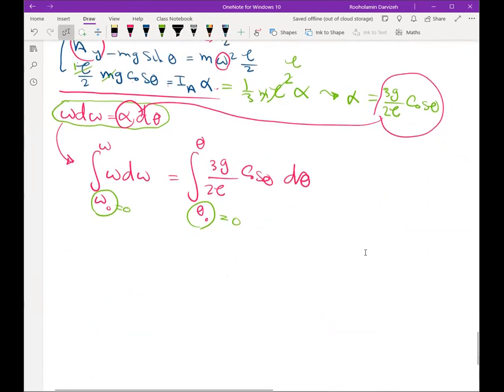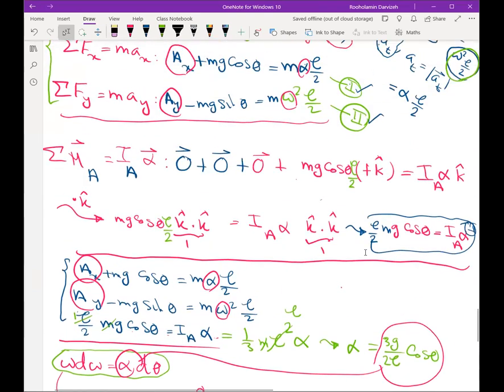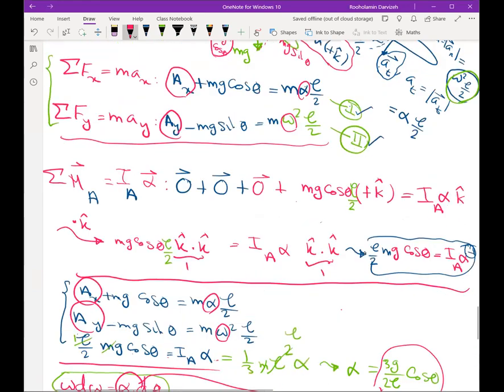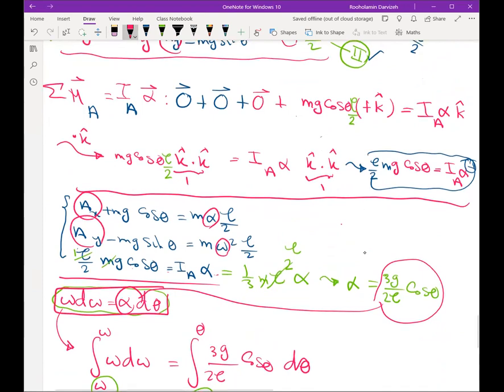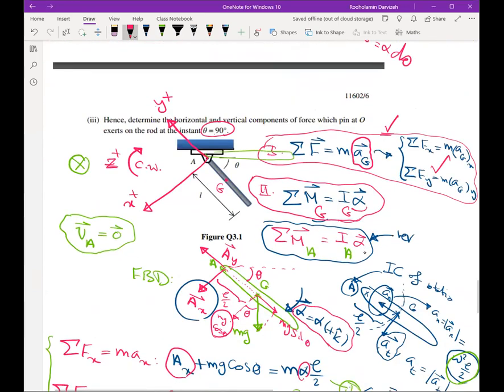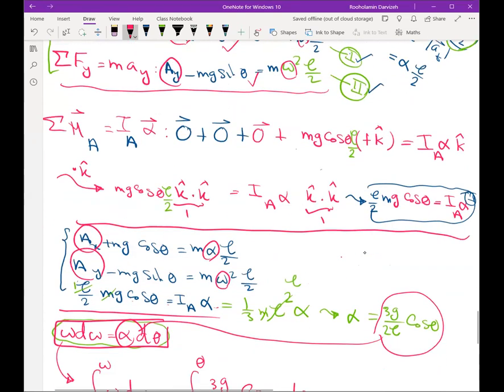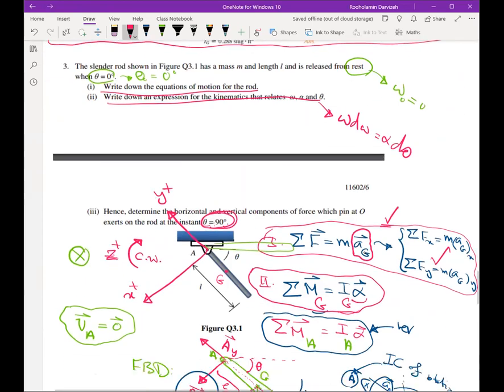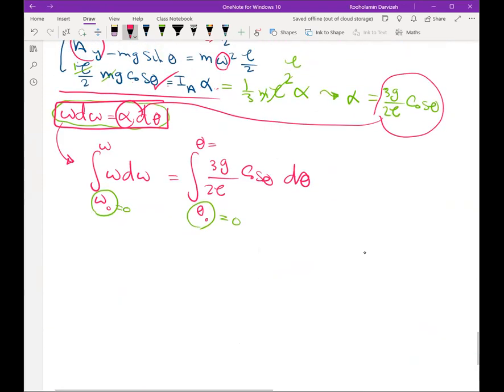Now, the question asks to calculate it at which angle? Angle 90, yes. Write down an expression for this, which we already did: omega d omega equals alpha d theta. This is what I did here for you. Write down the equations for motion of the rod, which are these two, and in detail are these 1, 2, and the third one is here, 3. And the last one is calculating the reaction force with theta equals 90 degrees, the vertical position.